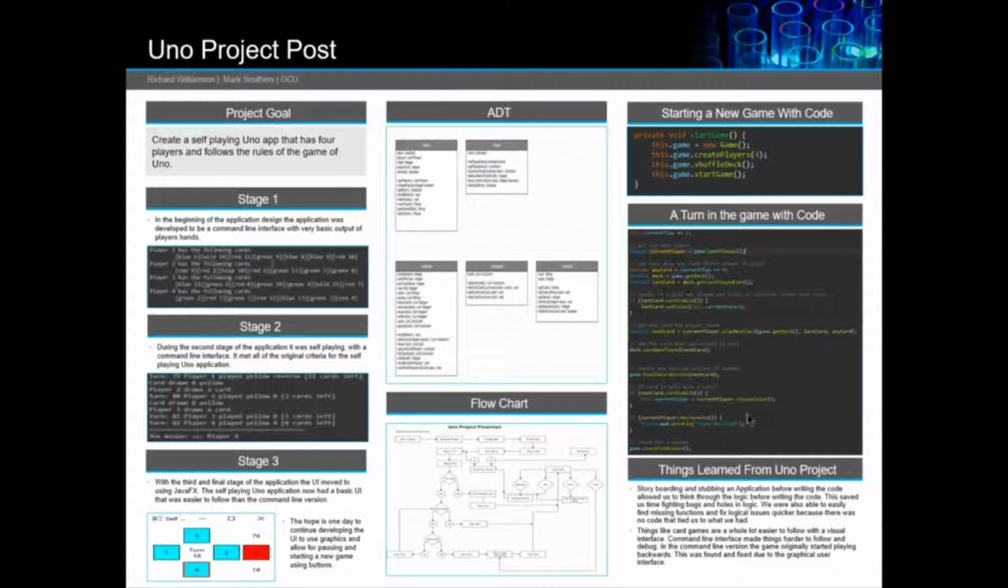If the card's wild, we need to pick a color. If we only have one card left, the player needs to declare Uno. Some logic needs to be added here to maybe have a player not declare Uno. And finally, we check for a winner.